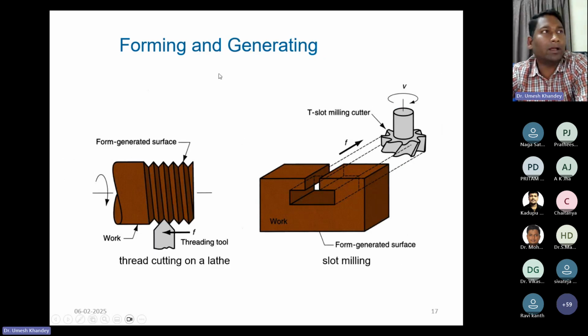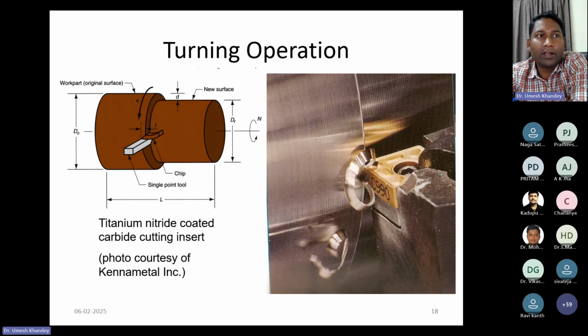Forming and generating, again: thread cutting on a lathe can be done. Slot milling, making T slots, with cutters having the same shape. Along with these, you have to remove the material. Before that, you have to give a passage for the spindle or whatever extension you have on your milling cutter to be attached, that has to be passed. Then only the T slot is going to be made. So the turning operation, if you see the pictorial view, is over here.